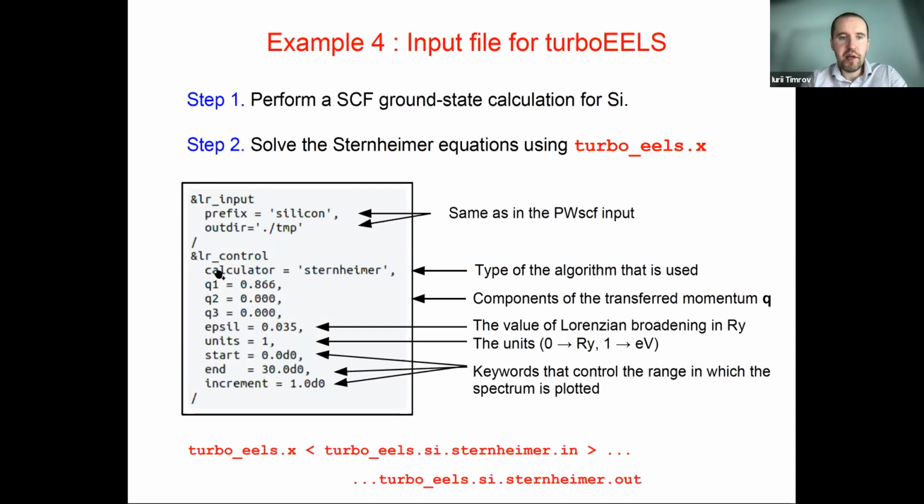For the Sternheimer, we keep the Q, the coordinates of the Q vector, and we also integrated here keywords to plot the spectrum, like broadening epsilon, units eV, starting and ending for the plot of the spectrum, and increment. We don't need to run turbo_spectrum post-processing here. Since it's a different algorithm, we just do two steps: first PW and second turbo_lanczos Sternheimer.